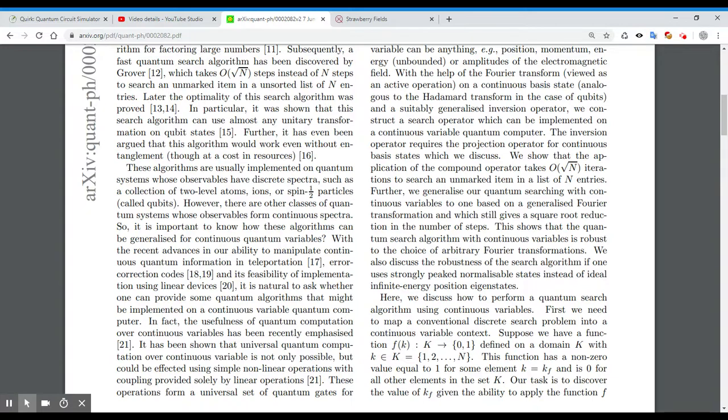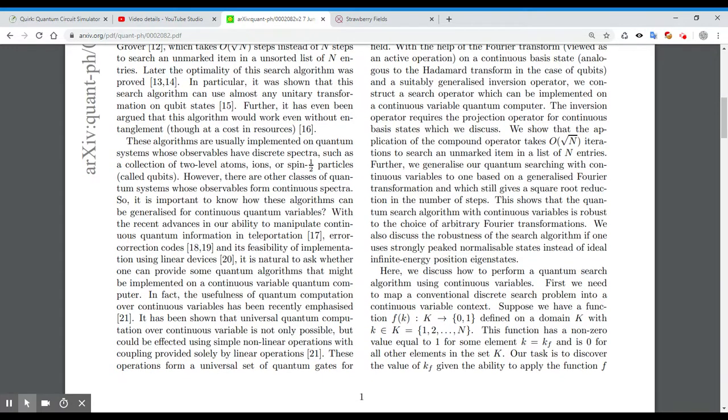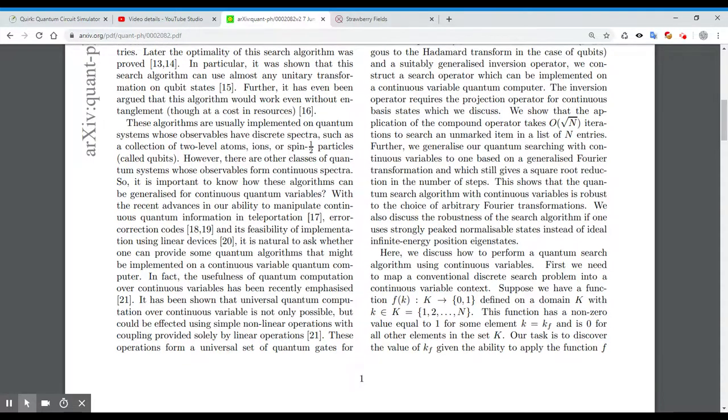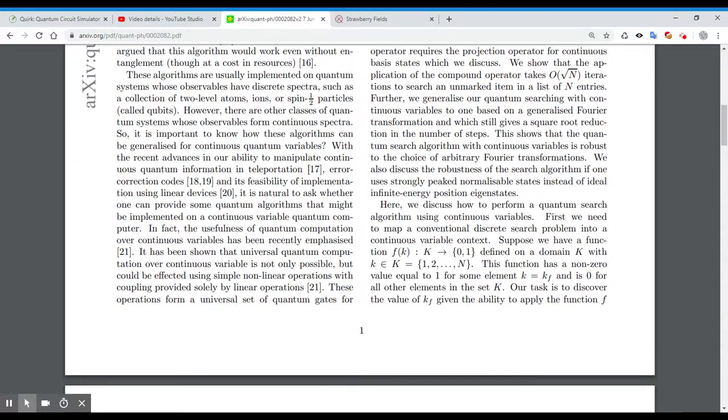These algorithms are usually implemented in quantum systems whose observables have discrete spectra, such as a collection of two-level atoms. However, the classical. Okay, so I think I was reading this. With the recent advances in our ability to manipulate continuous quantum information, error correcting codes, and the feasibility of implementation using linear devices. Okay, so can we do the same? Right, that's the question.